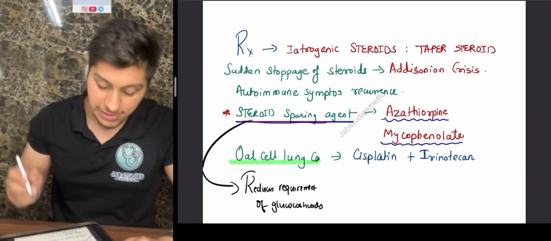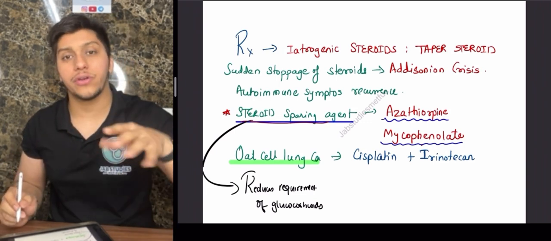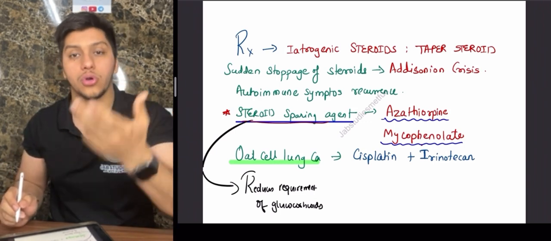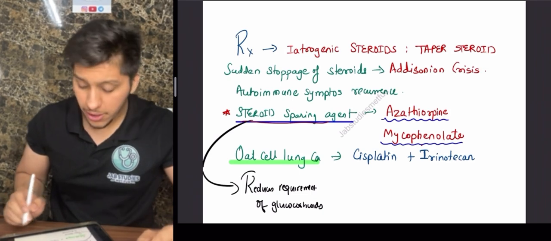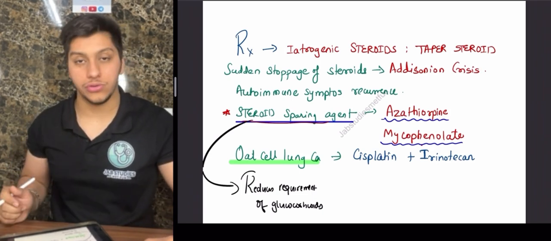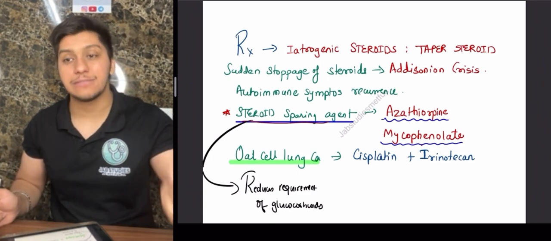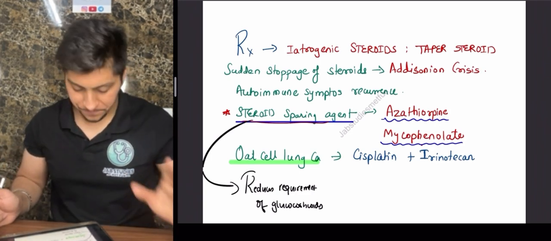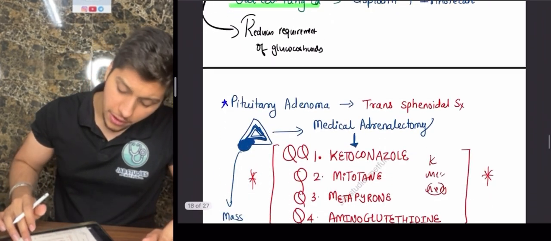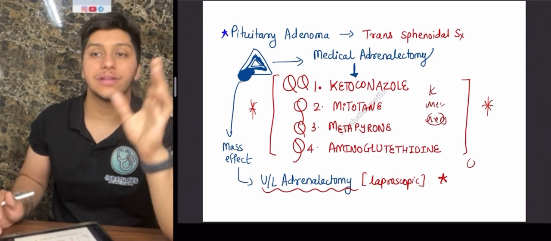You can use drugs like steroid sparing agents. These steroid sparing agents reduce our requirement of glucocorticoids, which can be the cause of Cushing syndrome. Drugs like azathioprine or mycophenolate can also be used. For the treatment of oat cell cancer, you have to give chemotherapy, that is cisplatin and irinotecan. Okay. For the pituitary adenoma, the first thing is that you can go for transsphenoidal surgery.